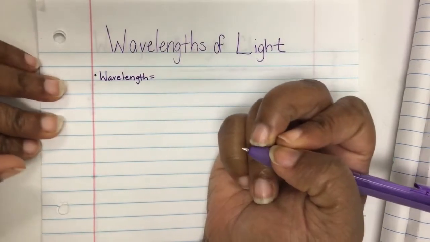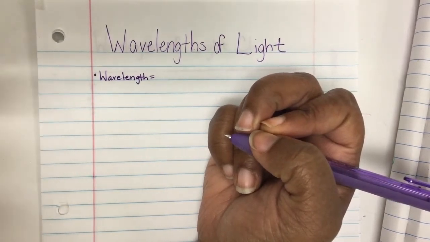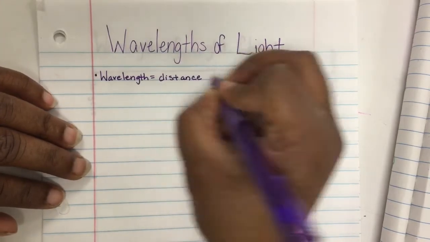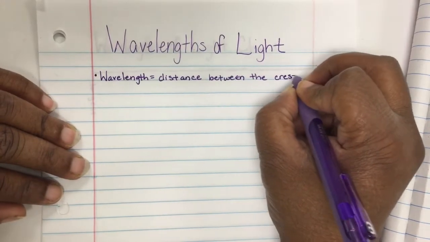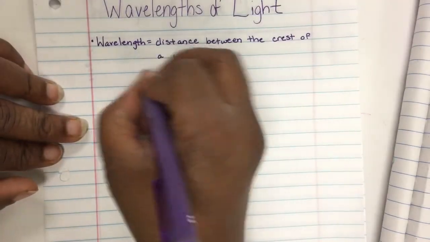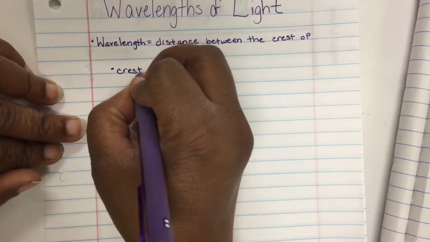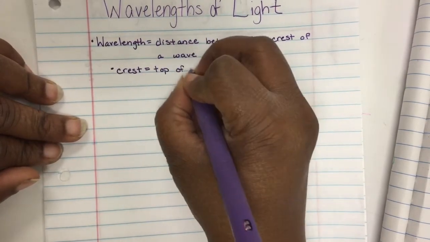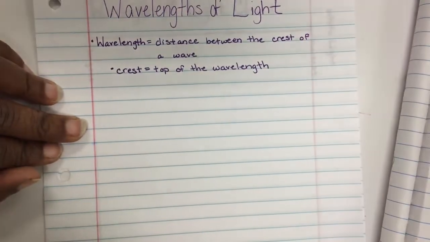Okay, so a wavelength. This is going to be the distance between the crest of a wave and the trough of a wave. We'll talk about what those words mean in a minute. So a crest is going to be the top of the wavelength. And the trough is going to be the bottom.